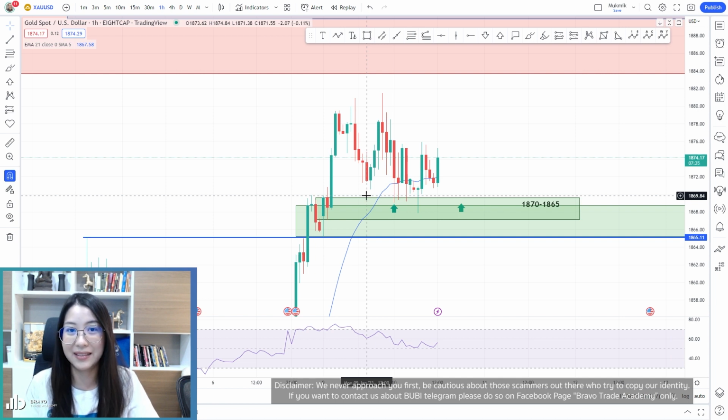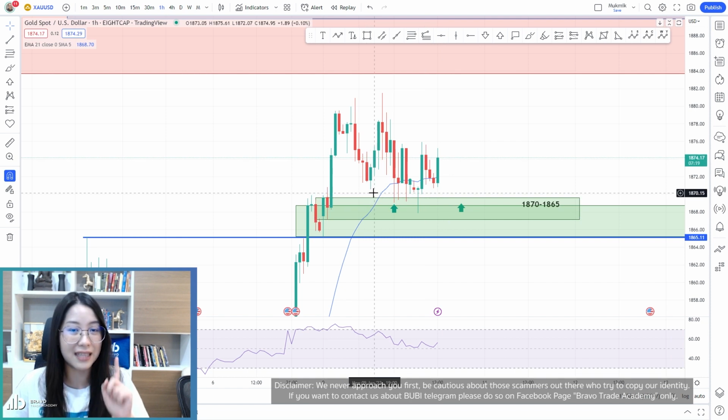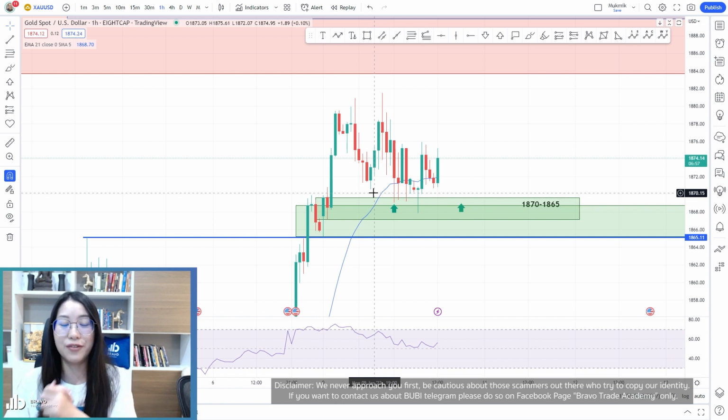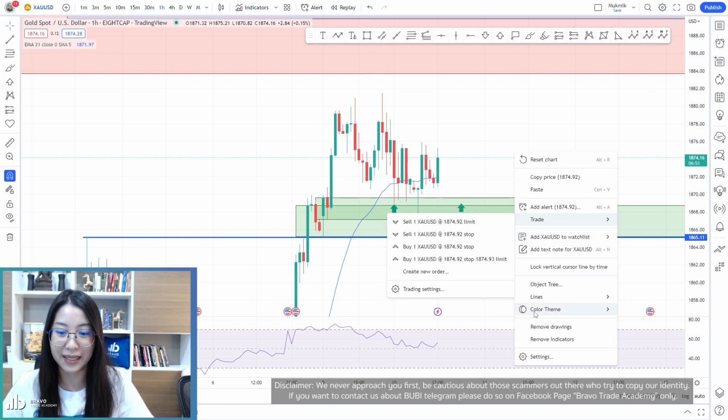Does that make sense? Okay, so this is a good case study to tell you that the first time the price tests the zone is going to be the biggest bounce. And the second time and the third time, you need to be really careful, because that zone is not going to be as strong as the first time. Alright, so this is the lesson learned for you guys today. So that's the recap for yesterday's plan, and today we are going to make a new plan together.